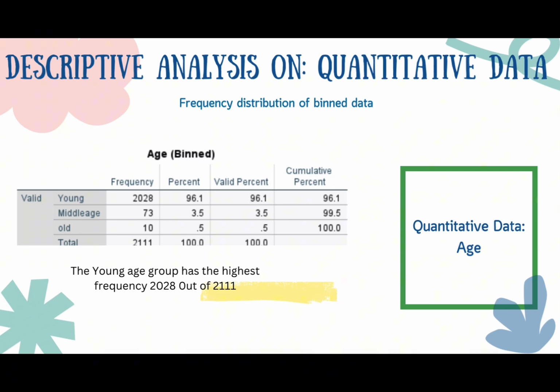The young age group has 2,028 individuals out of 2,111, which is the highest frequency compared to the other 2 groups. The old age group has the lowest frequency, which is 10.